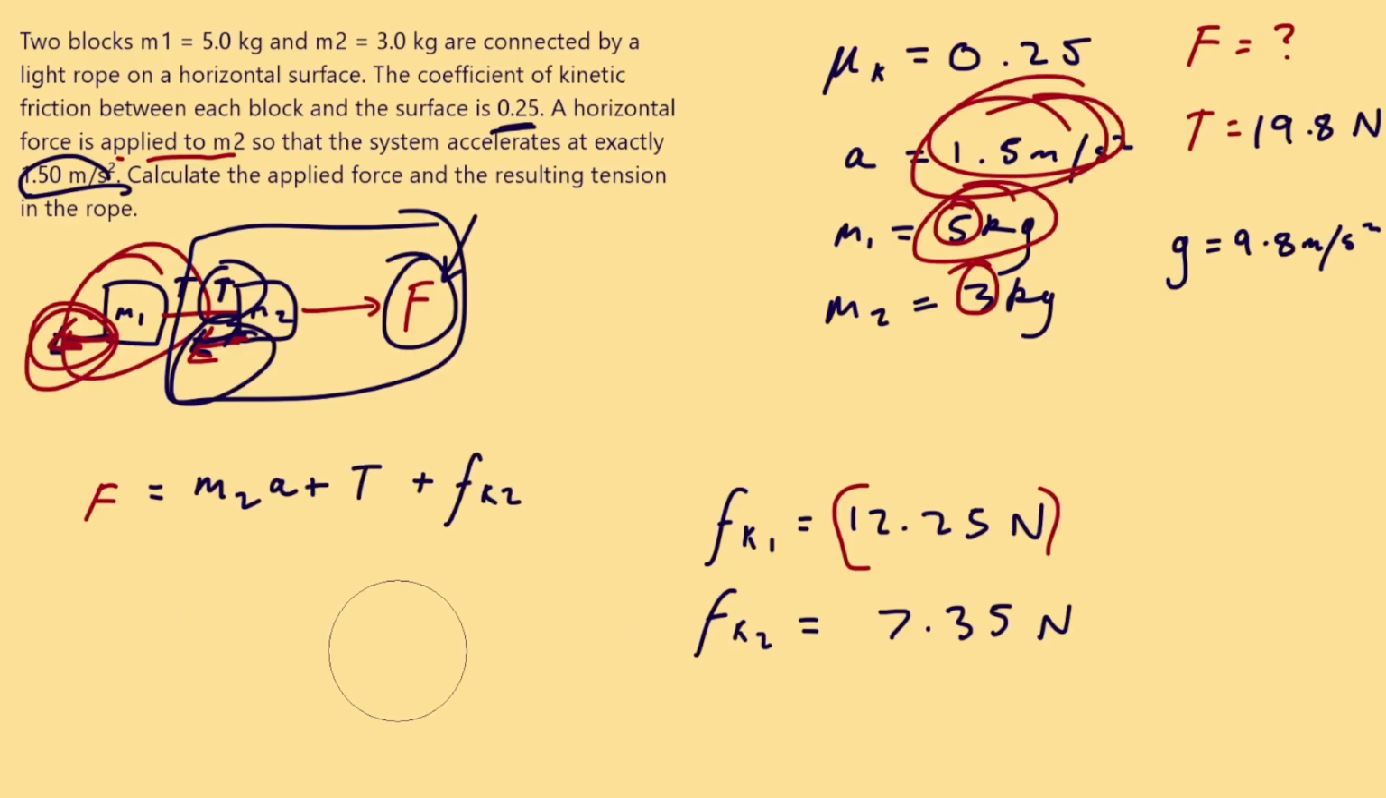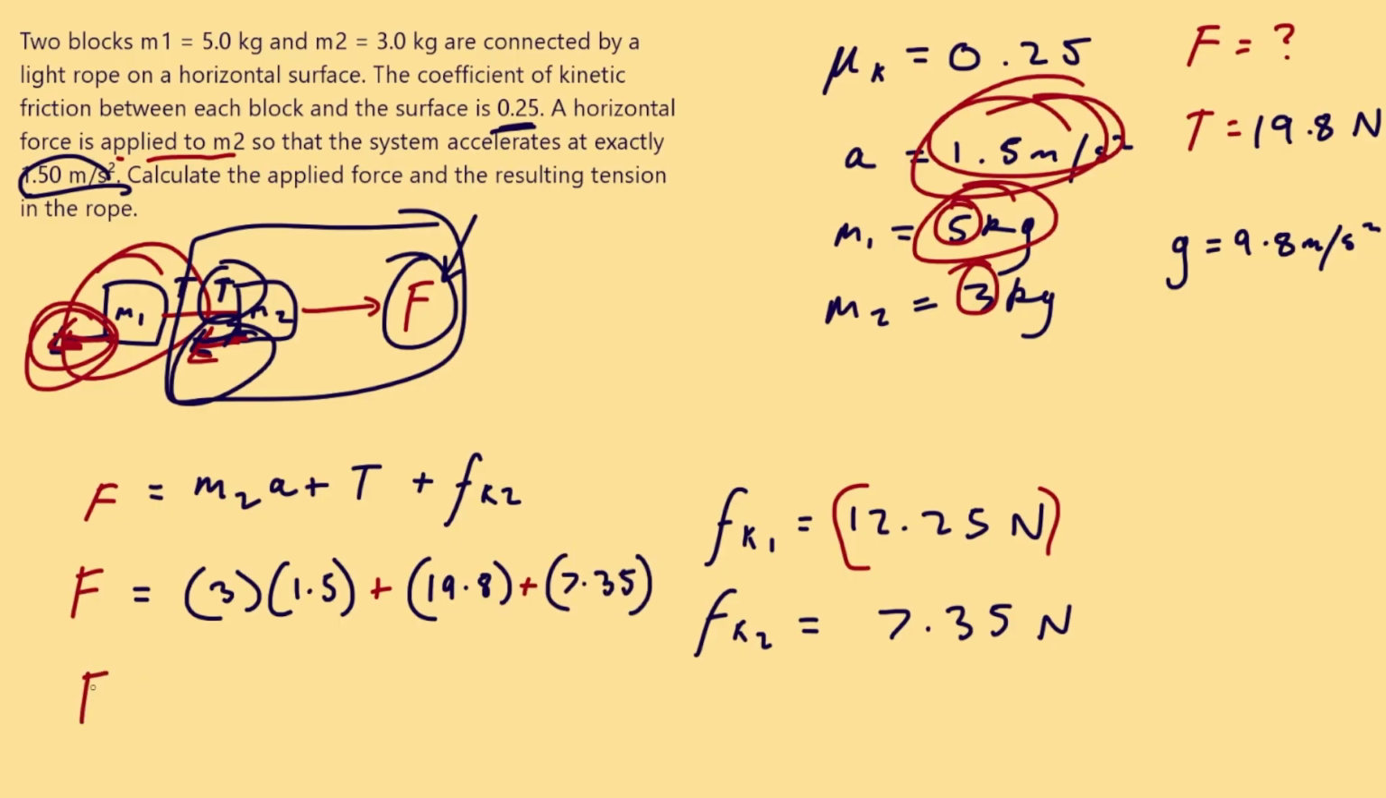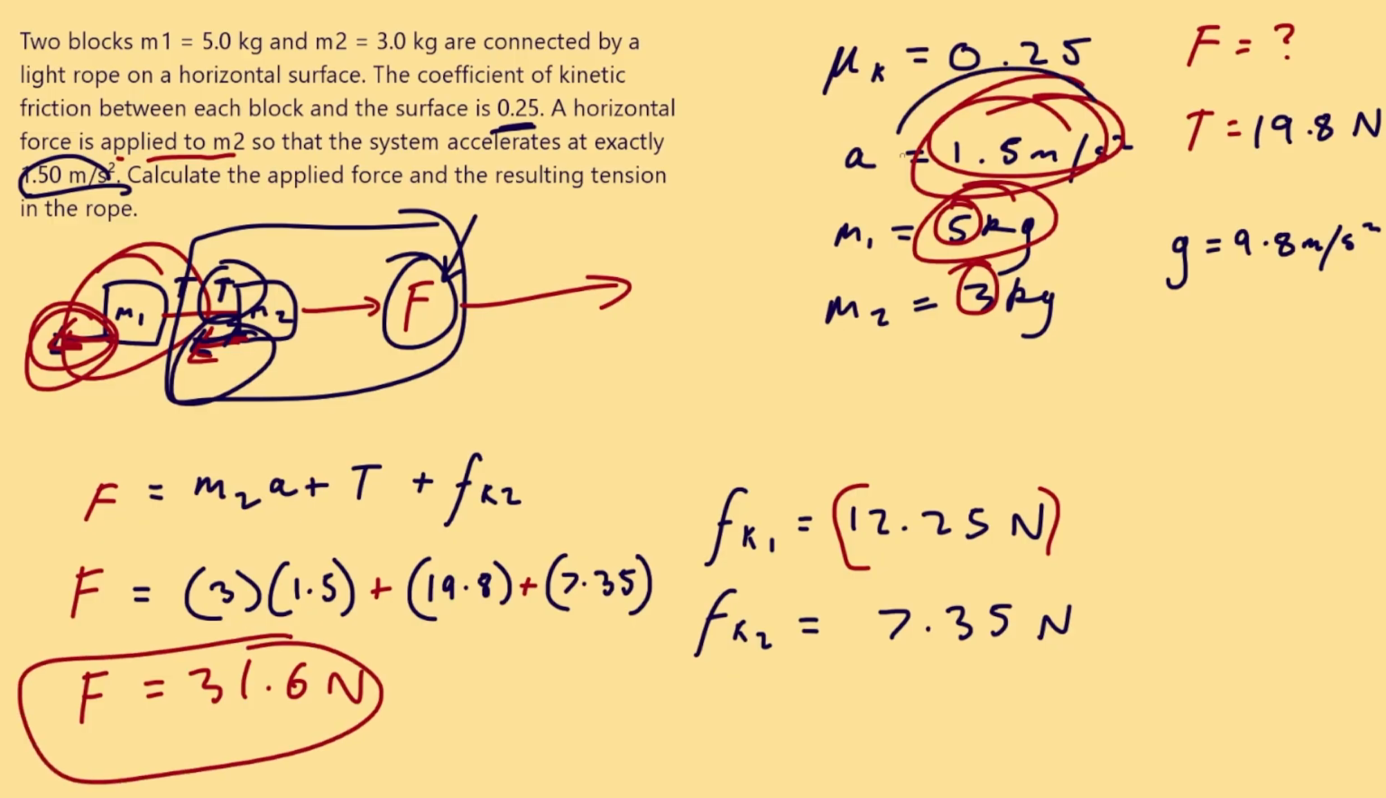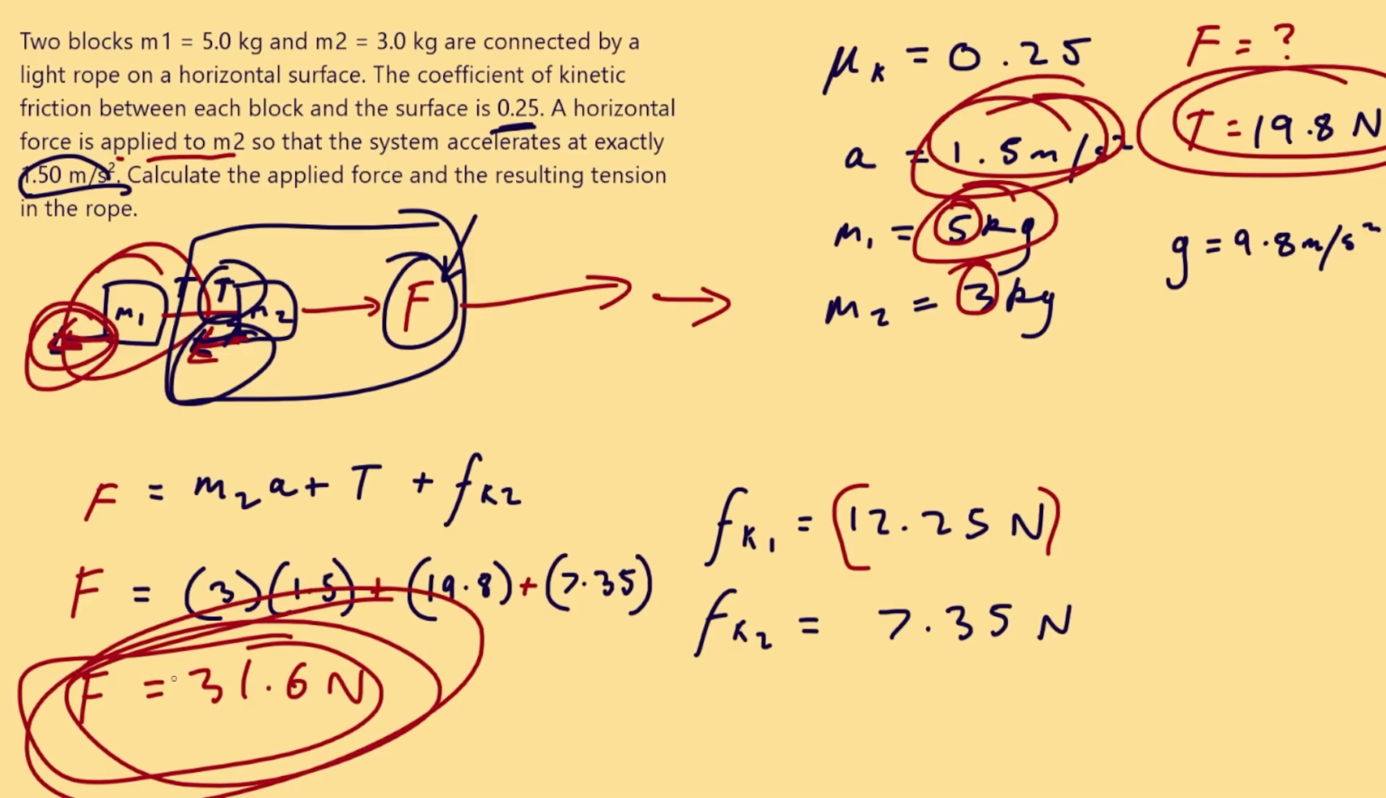I'm going to plug in my values very fast. This gives us a force of 31.6 newtons in the right direction. That means, physically, if we are accelerating at 1.5 meters per second squared, then the rope must carry this much newtons and we are getting pulled forward with this much force.